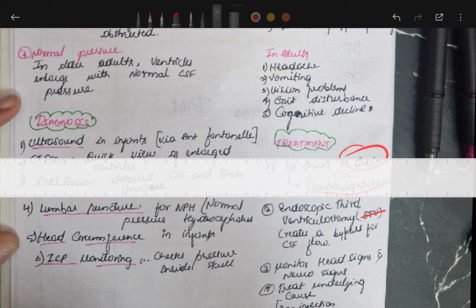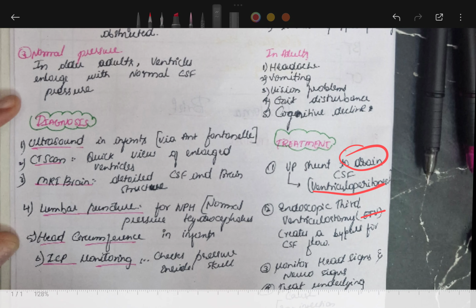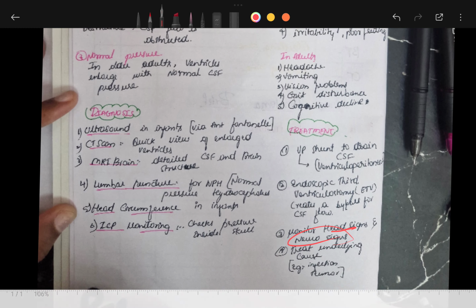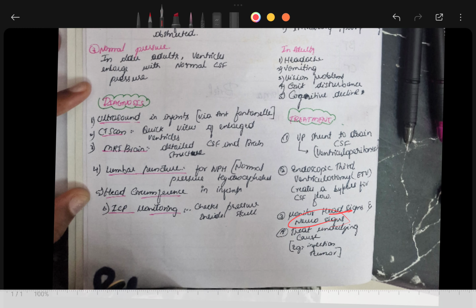Then you will monitor the head signs and neurological signs, that is headache, visual disturbance and so on, whether they are there or not, in order to monitor the progression of hydrocephalus, and treat the underlying cause like infection. If there is an infection or tumor, you will treat that, in order to prevent hydrocephalus or increased intracranial pressure.